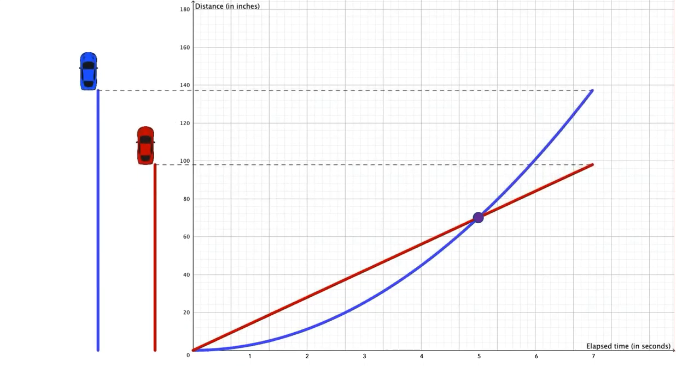Notice that the graphs intersect at the point (5, 70). This means that the red car's distance from its starting position is the same as the blue car's distance from its starting position 5 seconds after each car started moving. We can see from the graph that both the red and blue cars traveled 70 inches over the first 5 seconds since they started moving. But the red car traveled at a constant speed, whereas the blue car was accelerating.